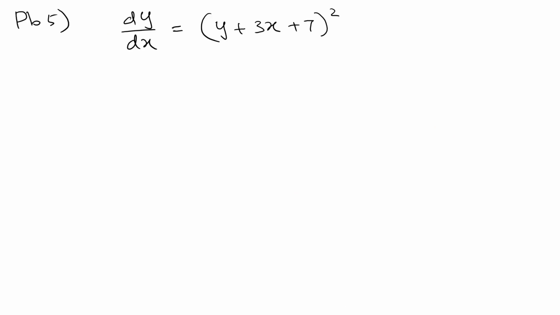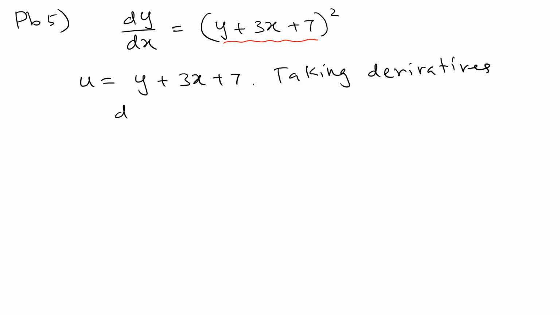As the next one, we can look at this one. dy by dx equals (y plus 3x plus 7) to the second power, squared. So what we can do for this one, we can try this inside function as u. And when you take the derivative, you get du by dx on the left side, and on the right side you get dy over dx plus 3. So that tells you that dy over dx equals du by dx minus 3.